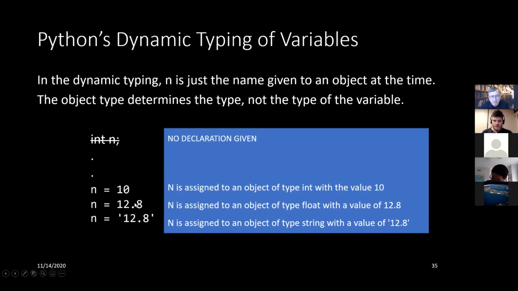Another thing is that all values in Python are stored as objects. So 10 is not just the number 10, but there's a whole object really being assigned. If you know Java, you know that objects are stored as references. The variable stores the location of the object in memory. That's what's happening with all values in Python. n either has in it the location of the object 10, or the location of this float object 12.8, or the location of the string object 12.8. And it can point to any object at any time.